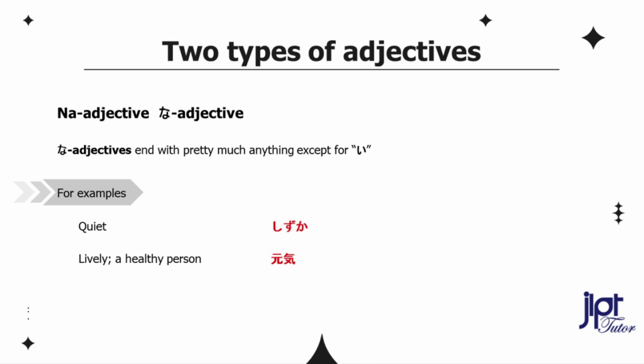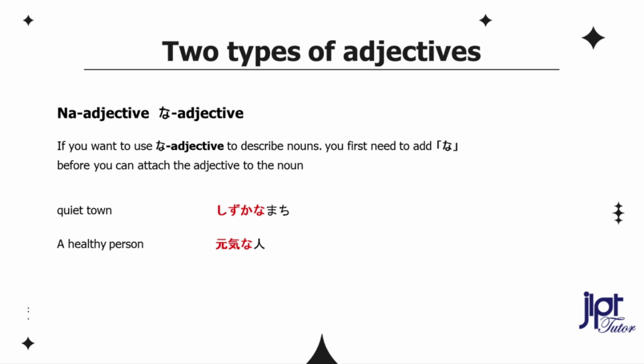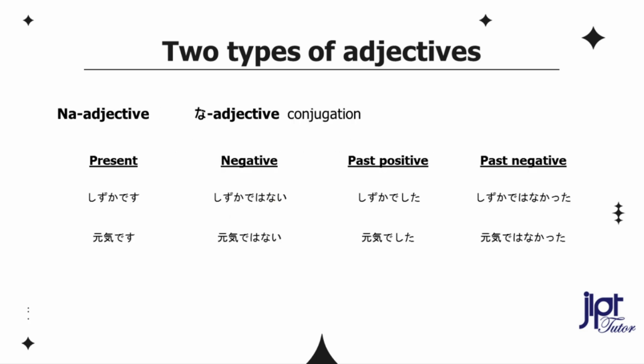Na adjectives. Na adjectives end with pretty much anything except for い. For example, quiet, 静か、 lively, healthy, 元気。 If you want to use na adjectives to describe nouns, you first need to add na before you can attach the adjective to the noun. Lively, a healthy person. 元気な人。 Next, let's take a look at na adjective conjugation.